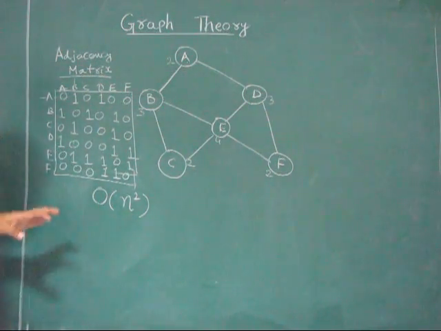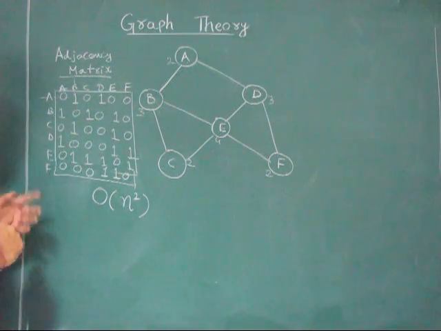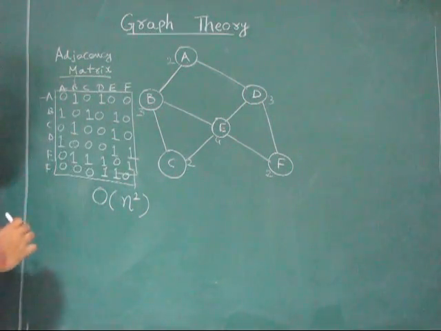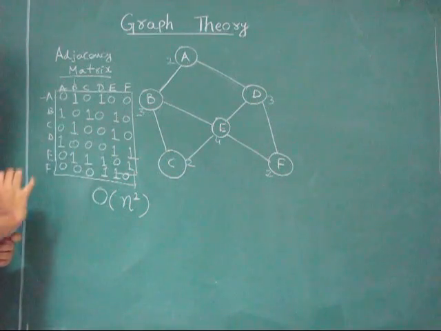So as you can see, the main drawback of this way of representing is that even if the graph has only a few edges, there will be a lot of entries that take up space for storing 0.